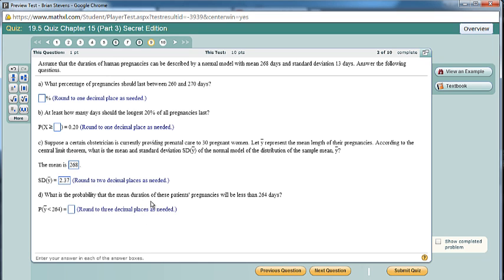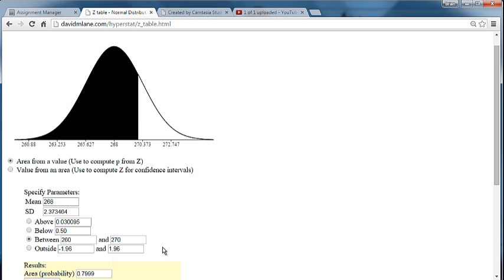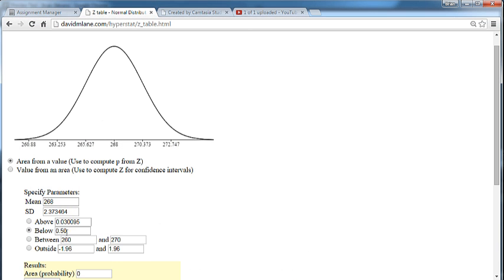What is the probability that the mean duration of these patients' pregnancies will be less than 264 days? I'm over here on this one right here, and I want to look below 264. It's somewhere right in here. So this is somewhere above 2.5 and less than 16. I estimate about 4%. 264, I say 4%. Ooh, 4.6. I was close today. That's got that problem out of the way.